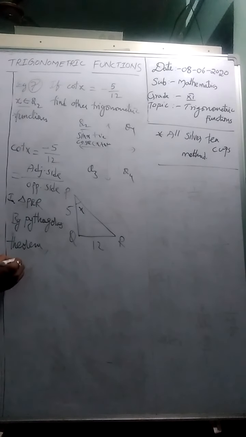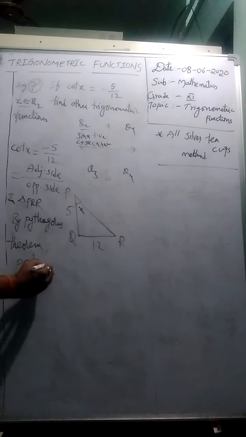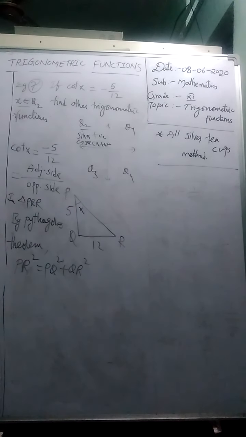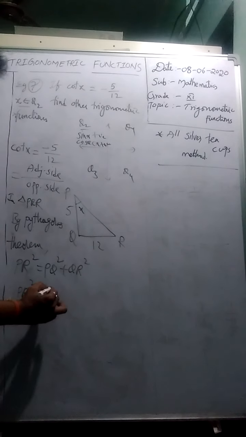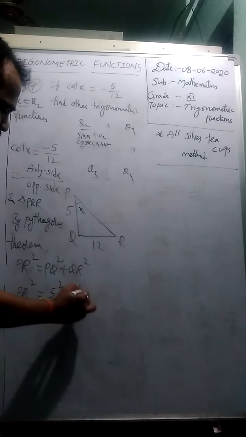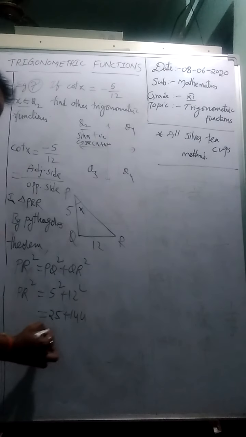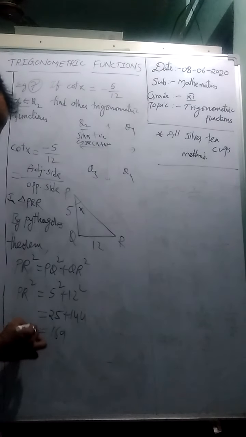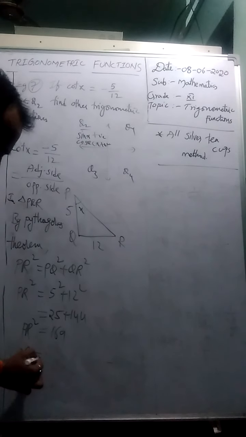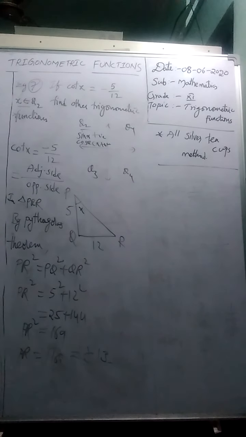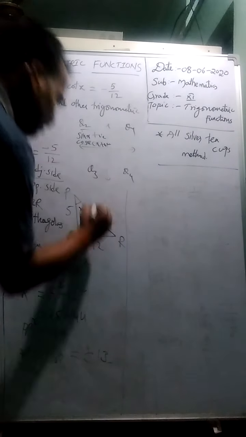Yes, students, so we can say by Pythagoras theorem that PR square equals PQ square plus QR square, as we discussed earlier. Here PR value we don't know. So now PQ is 5, so 5 square plus 12 square is equal to 25 plus 144. So we got 169. PR square equals 169, so PR is root 169, that is plus or minus 13, students. So we have this 13.